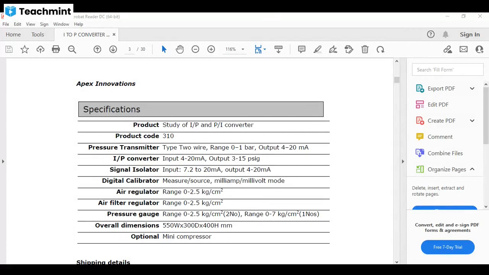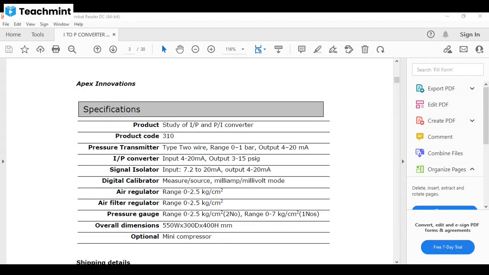Okay, today I will discuss the current to pressure converter. The current to pressure converter works on the flapper nozzle method. In this method, the input is applied as a current.